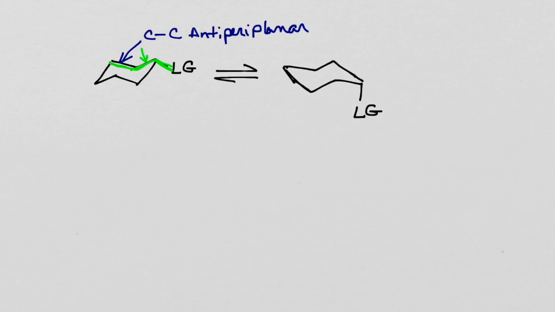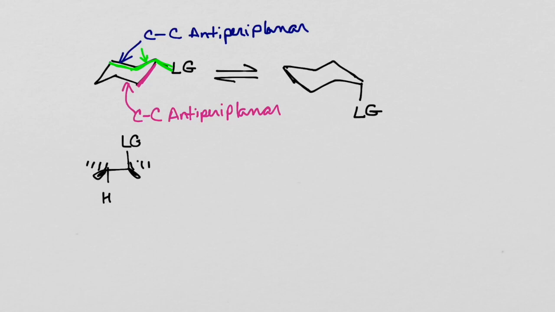And if you take your model and you look down this bond doing a Newman projection, what you're going to see is that it is this carbon-carbon bond that is anti-periplanar to the leaving group. Now remember, when we're doing an elimination, what we're looking at happening is the loss of a hydrogen that is anti-periplanar to the leaving group. So if what we're seeing on our chair is that there is no hydrogen anti-periplanar to the leaving group on the beta carbon, then the reaction won't take place.